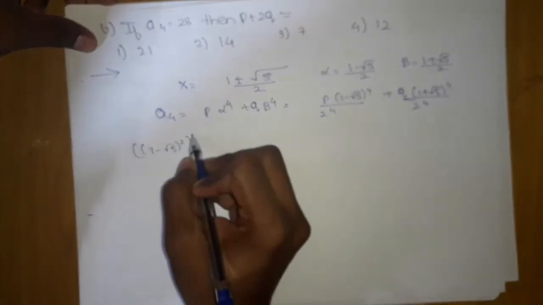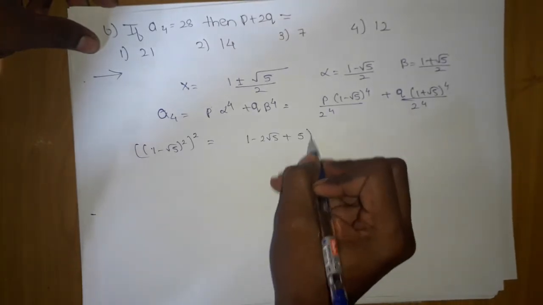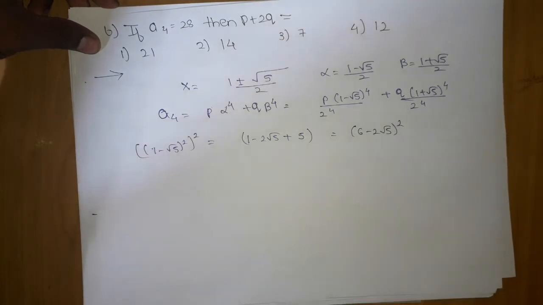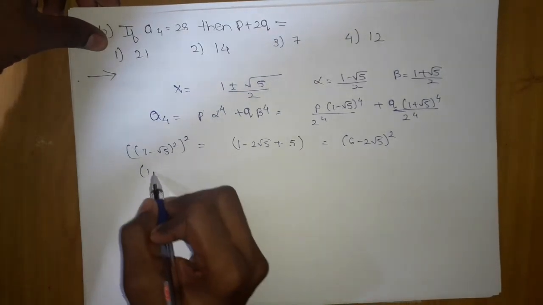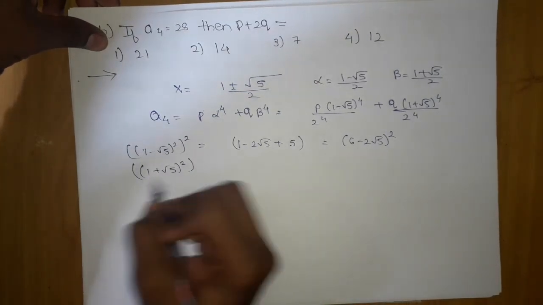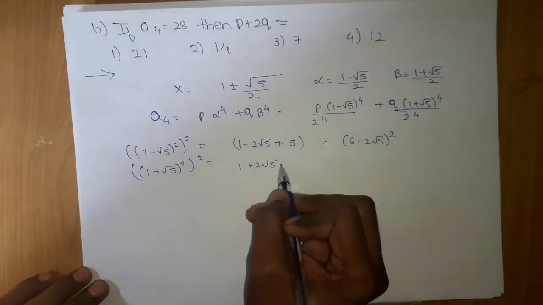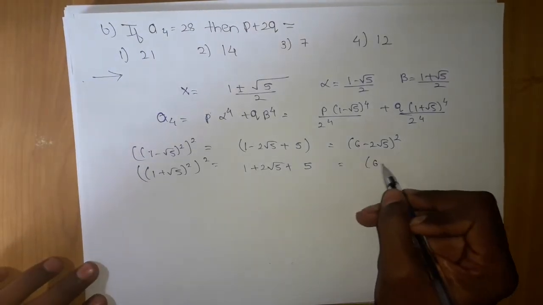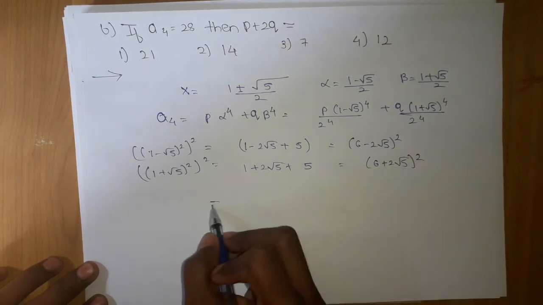I can write (1 minus root 5) the whole square as like this, which when I expand I get 1 minus 2 root 5 plus 5, which gives me 6 minus 2 root 5. Okay, so we are done with this. Similarly (1 plus root 5) the whole square is 1 plus 2 root 5 plus 5, so we are getting 6 plus 2 root 5. Now let's put this value here.